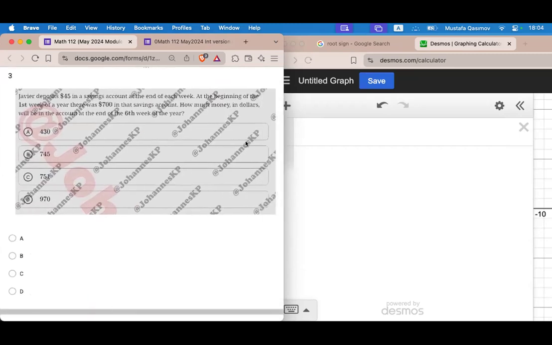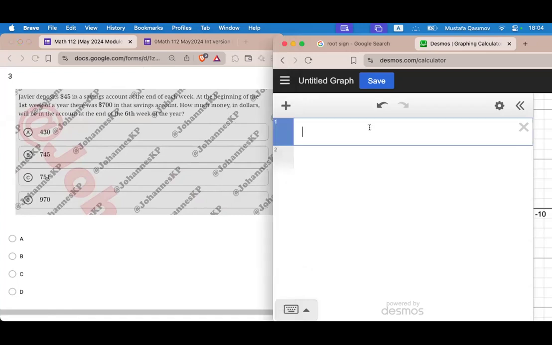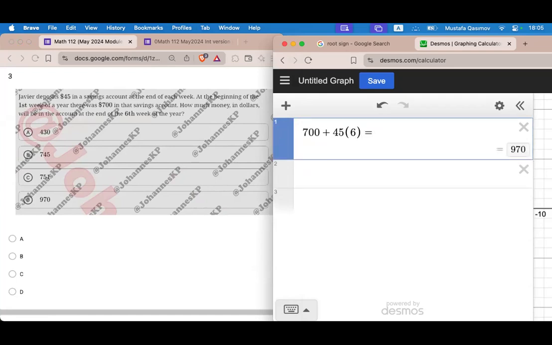3. When you say deposit, it means it is plus. I think here you said deposit, right? Okay, deposit. So it is plus 45x. And it starts from 700. 700 plus 45x is equal to, we have to write 6 instead of x. So the answer will be 970. It is D. But if it says at the beginning of the first week, it is 700. But if it says here also beginning, at the beginning of 6, then it will be 6 minus 1. But because the first one is beginning, second one is end, it will be just 6. And if it's a withdraw, then it will be minus 45.